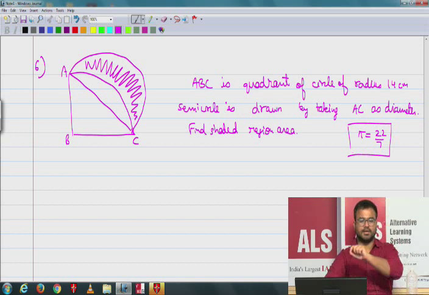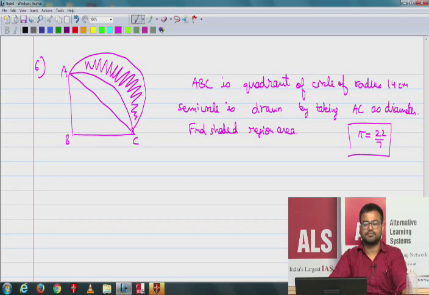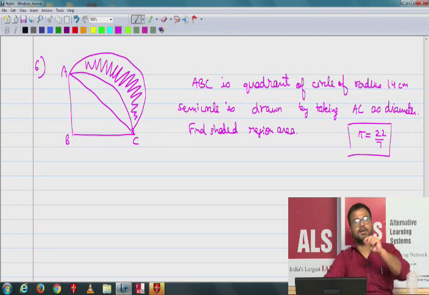This is ABC, a part of a quadrant of a circle. A quadrant of a circle means 1/4 of a circle, that is ABC. And by taking AC as the diameter, again a semicircle has been drawn. So you have to figure out the area between these two regions.